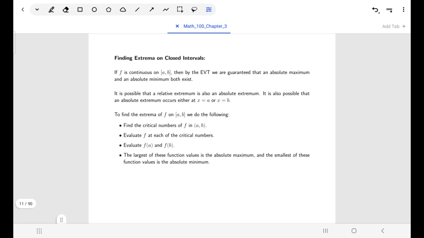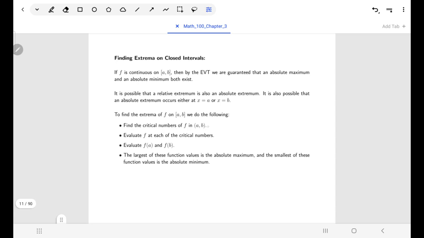So if we have a closed interval, that's one of the things that allows us to use the extreme value theorem. So as long as f is also continuous on that interval, then we're guaranteed that we've got a maximum or a minimum somewhere. Now, we know that if you have a relative extremum, then that'll exist at a critical number. So that's kind of motivating the following. We'll start off by finding the critical numbers.